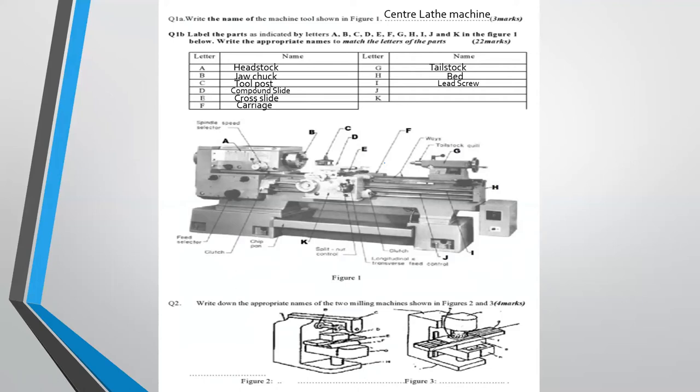C is a what? It's a tool post. You already found this in our previous question, what machine is this? So that's the tool post. The tool post, it holds the machine what? The tool in position, the tool that is doing the machining, it holds it in position. Some diagrams also have a coolant over the tool post.